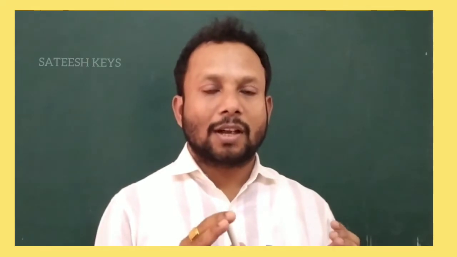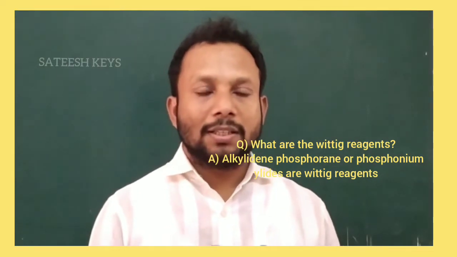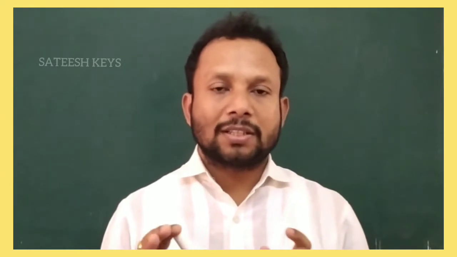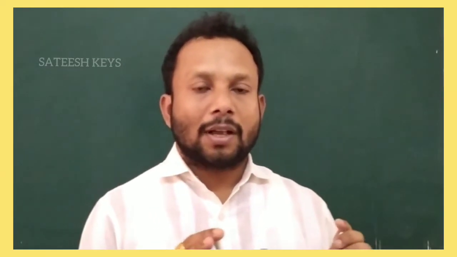Before going to know the statement of Wittig reaction, first of all we know the carbonyl compounds and Wittig reagent. Carbonyl compounds are aldehydes and ketones, whereas Wittig reagents are alkylidene phosphoranes. See the statement of this reaction. Carbonyl compounds react with alkylidene phosphoranes or phosphonium methylides or phosphorus ylides to form alkenes. This reaction is known as a Wittig reaction. This reaction is also known as Wittig olefination reaction.